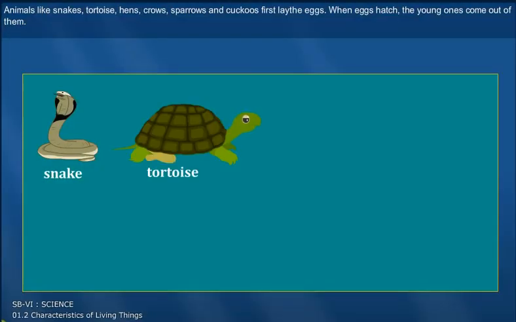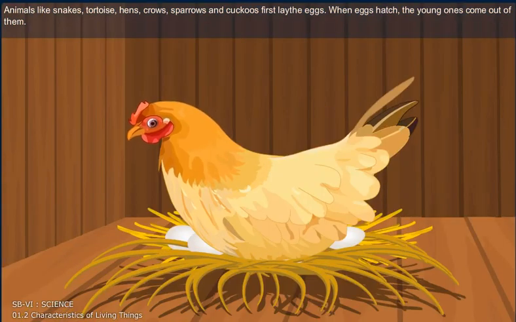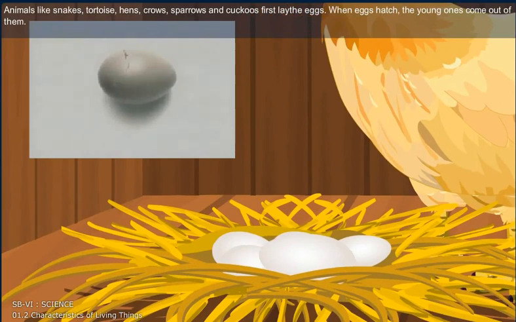Animals like snakes, tortoise, hens, crows, sparrows, and cuckoos first lay the eggs. When the eggs hatch, the young ones come out of them.